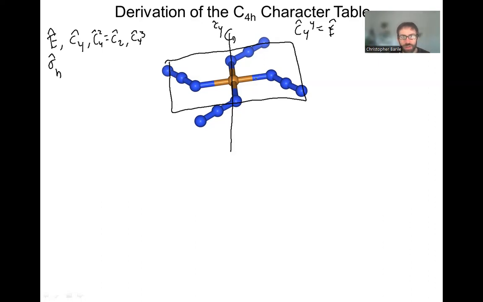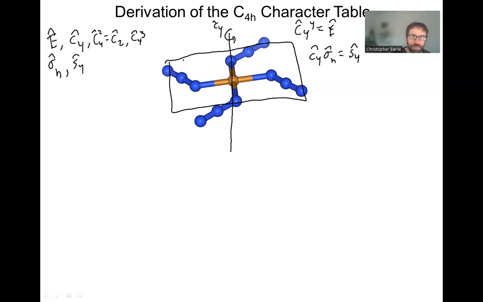And what other operations do we have? Well, we can start combining these two operations. Fundamentally, in some ways, these are all that we have, but we can start combining these. So we can do, for example, a C4 followed by a sigma h. And that, you may remember, is called an improper rotation axis. Mathematically, it's actually a different sort of operation, and so we would call it an S4.